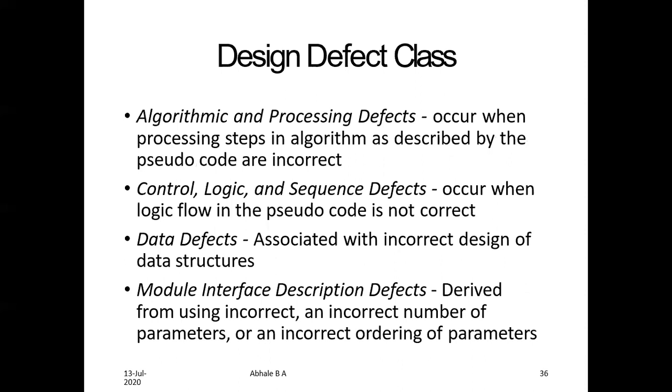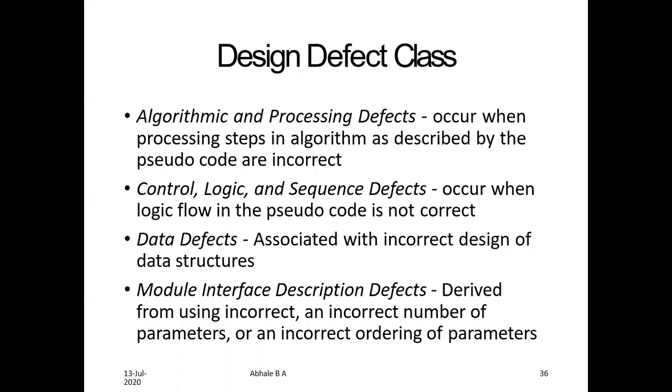So algorithmic and processing defects occur when the processing steps in the algorithm as described by the pseudocode are incorrect. Same as I explained, the algorithm is not properly specified in your design, which type of algorithm you are using. And the second one, control, logic, and sequence defect. You are studying sequence diagram in software modeling. If you are not properly specifying the sequence of operations, starting with the start phase till your end phase, what are the activities performed in a sequence diagram, it will lead to the defect.